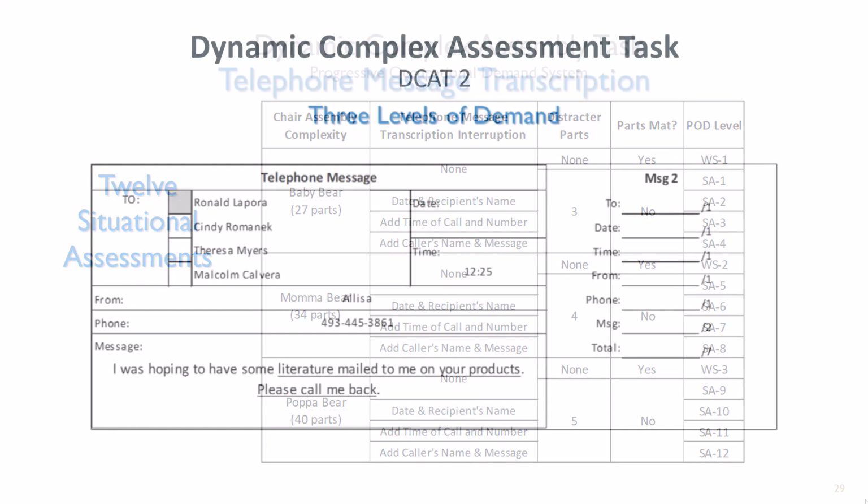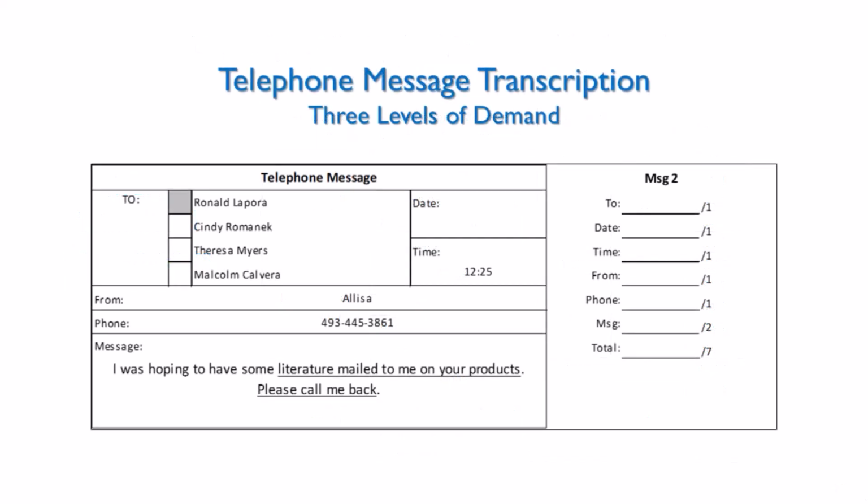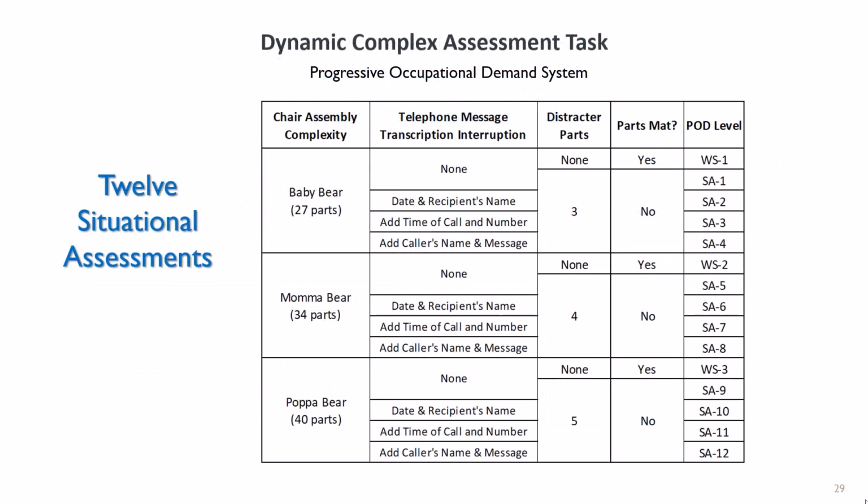During the assembly process, the person would be interrupted with telephone messages in a telephone message transcription task. The lowest level would be to record the date of the call and to check off one of 4 recipients' names. The next level up would be to add the time of the call and the phone number of the caller. The highest level would be to add the caller's name and the message.